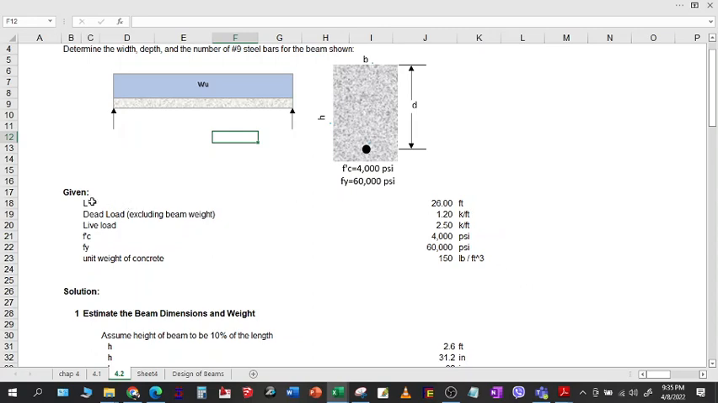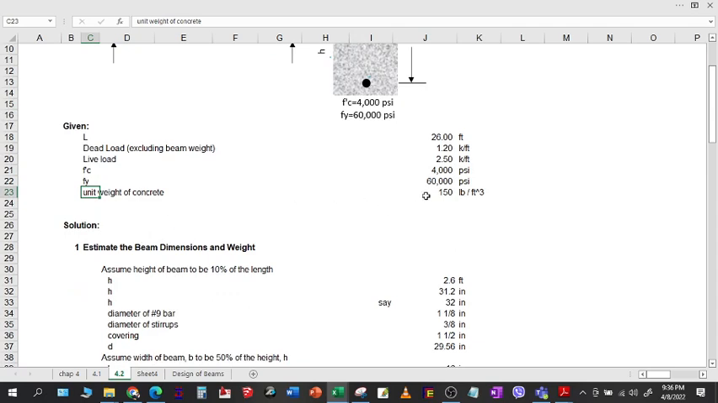Okay? Here, the beam length is 26 feet. The dead load excluding the beam weight is 1.2 kip per foot. The live load is 2.5 kip per foot. FC prime 4,000 psi, Fy 60,000 psi, and the unit weight of concrete is 150 pounds per cubic foot.